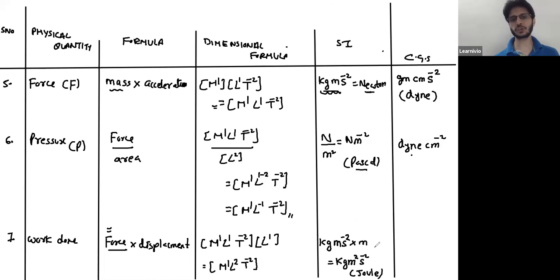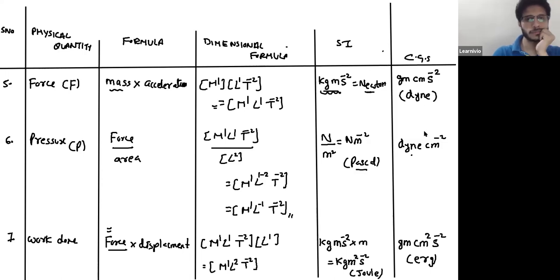Similarly, you can write the CGS unit. Instead of kg, you can use gram, and instead of meter square, you can use centimeter square per second square. Instead of joule, we will use erg. So the CGS unit of energy is erg, not joule. Any doubt in these three quantities, force, pressure, and work done, in dimensions or in units?